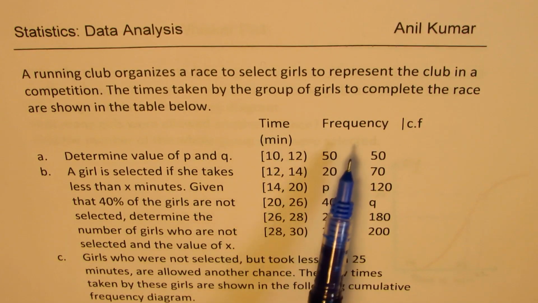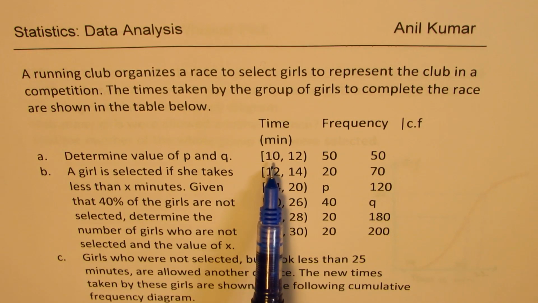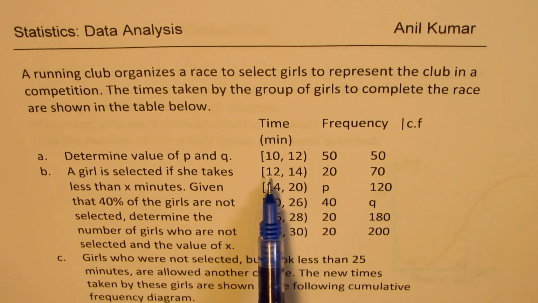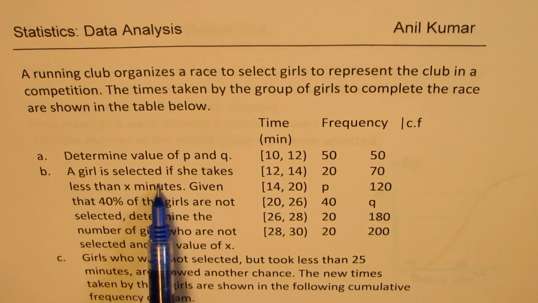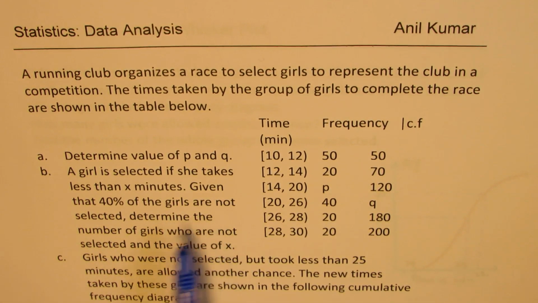We are given the time taken for the girls to complete the race. So within greater than or equal to 10 minutes, less than 12 minutes, 50 girls. And from 12 to 14, where 12 is included, 14 not included, 20 girls, and so on. A girl is selected if she takes less than X minutes. Given that 40% of the girls are not selected, determine the number of girls who are not selected and the value of X. Part C, we'll take in the next page. Okay, let's answer parts A and B.